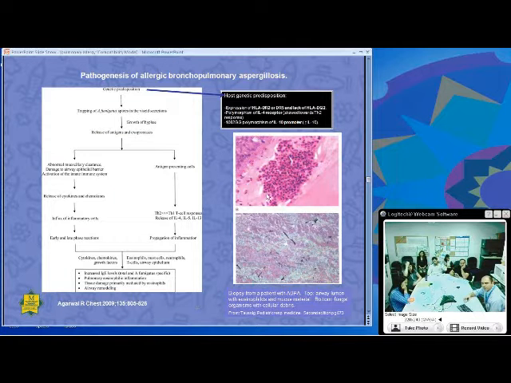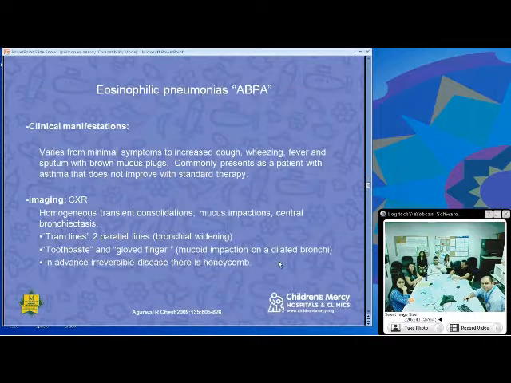So similar to the case that we saw before, this is a mucus layer that you can see is full of eosinophils, and you don't really see much of a lumen there. And then you see lots of the Aspergillus here in a mucus sample.